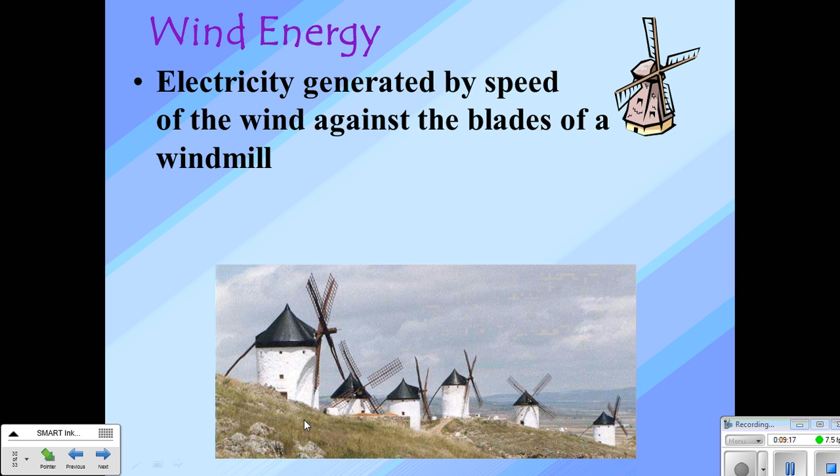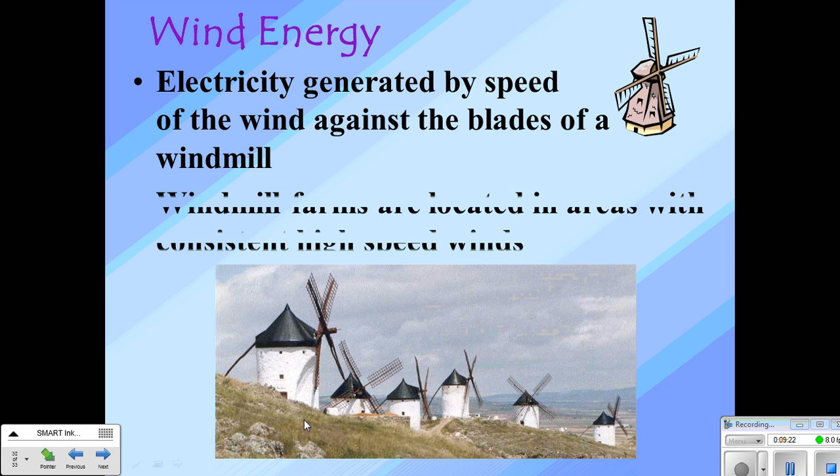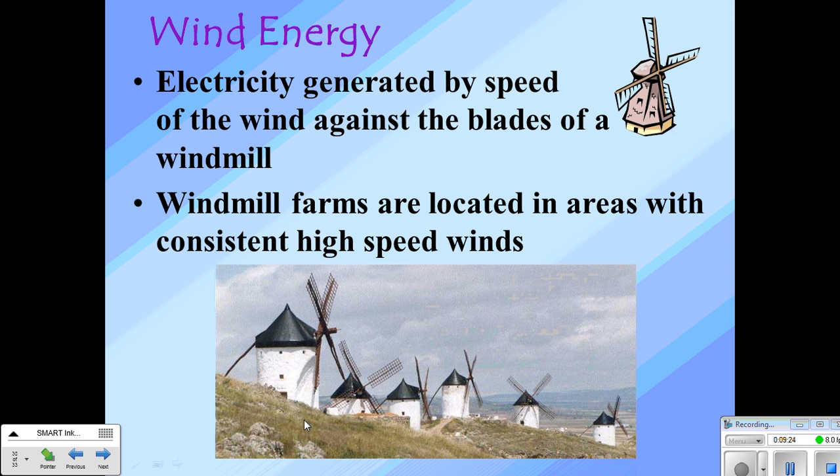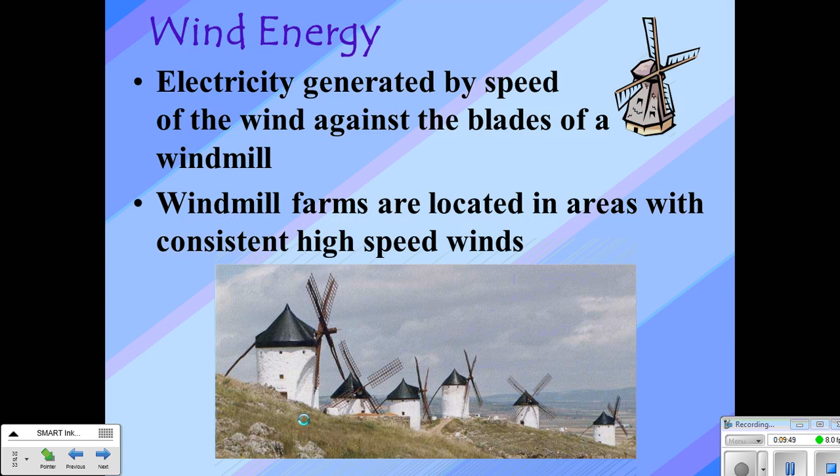Wind energy. Electricity generated by the speed of the wind against the blades of a windmill. Windmill farms are located in areas with consistent high-speed winds. And the governor, actually, recently, has been trying to get the state of Virginia to put windmills off the coast, out in the ocean, still in Virginia waters, though, to harvest some energy. And we'd be able to use that to power some of the places in the state.